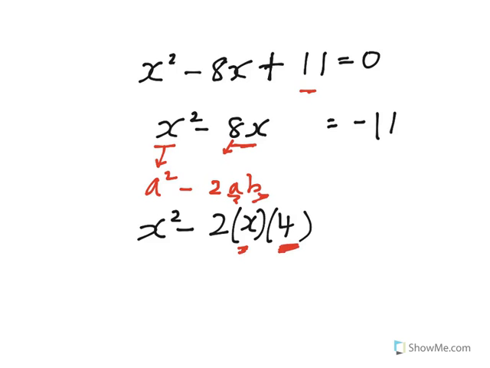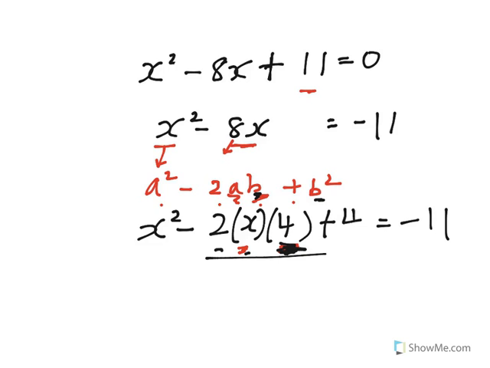And what do we do when completing the square? We need a b squared. a squared minus 2ab plus b squared is the algebraic identity that we learned last year, and this equals negative 11. Now what we need to add here in order to complete the square is b squared. From 2ab, you can see that the b is 4, so b squared will be 4 squared. Similarly, on the right hand side, because we are balancing an equation, we will also write 4 squared.